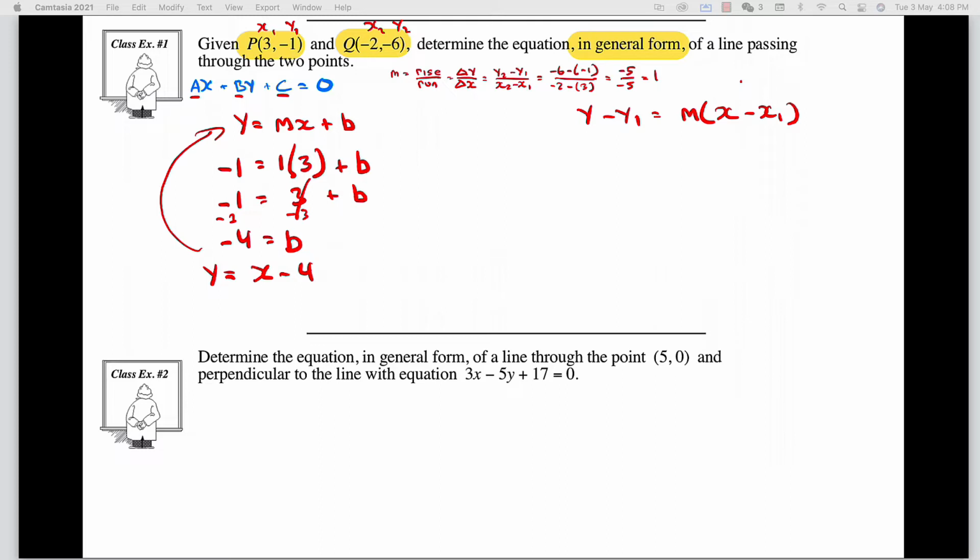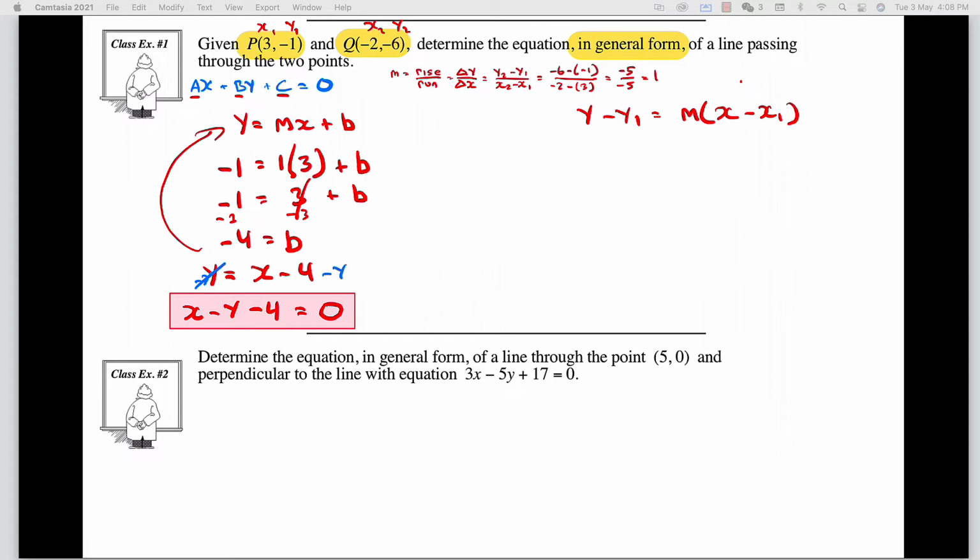So the x is positive, so x. And the y, I'm going to have to minus y from both sides, canceling that out, leaving me with nothing on that side. So I've got x, and then I've got minus y, and minus 4 equals 0. And that is the equation of the line in general form.